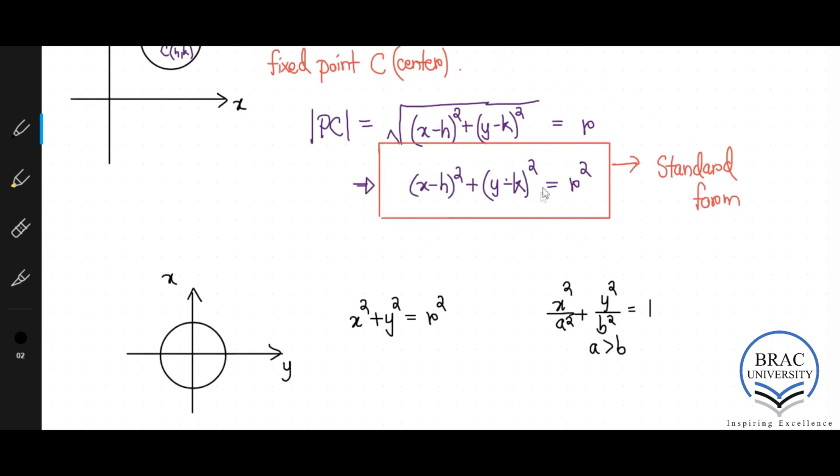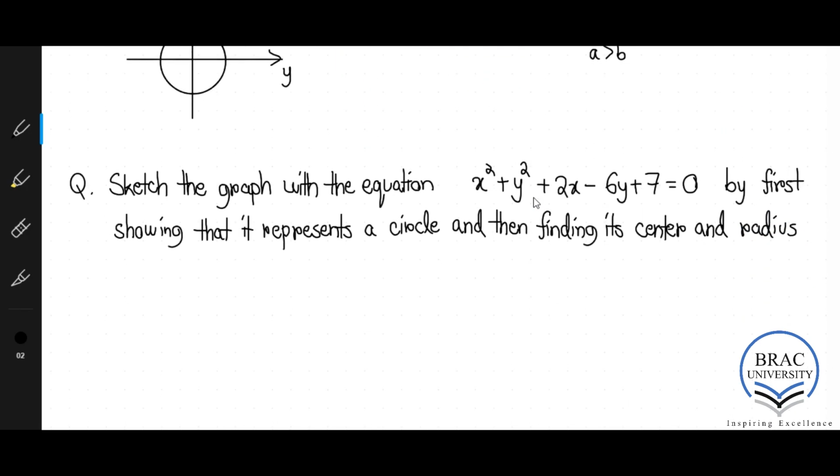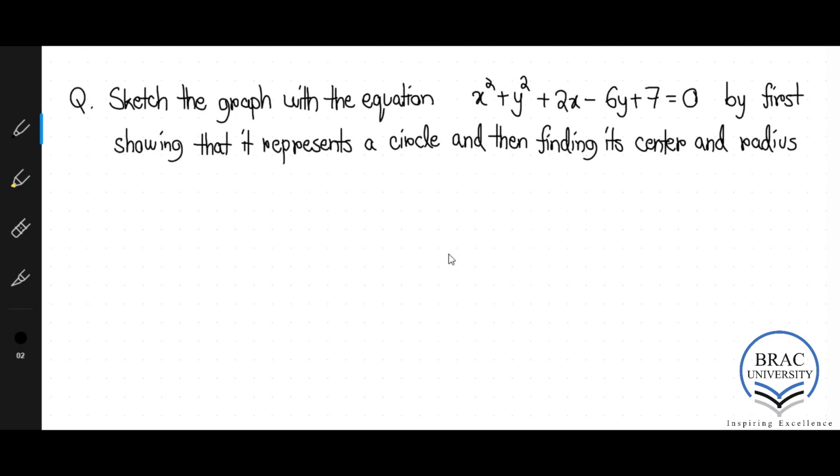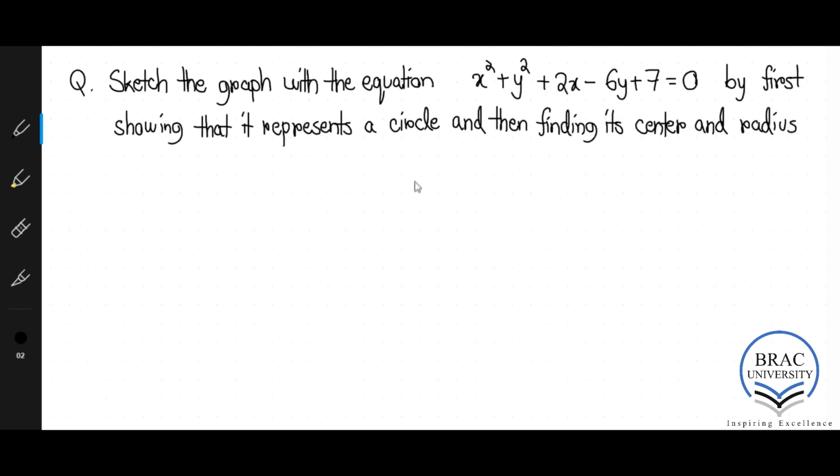So now let's look at an example of a question. Sketch the graph with the equation x squared plus y squared plus 2x minus 6y plus 7 equals 0 by first showing that it represents a circle and then finding its center and radius. As you can see here, this is more like a general equation of second degree, and we would have to first change it into the standard form.